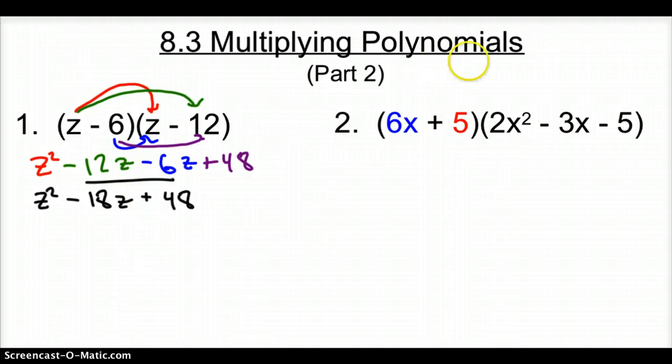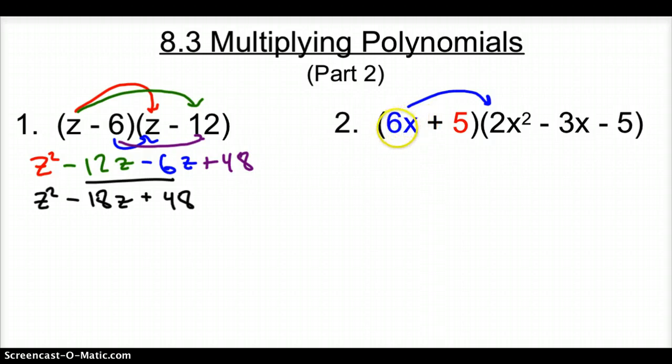Now today we're going to add just a little bit to that. We're going to add another term to our binomial, which would make it a trinomial. This is a trinomial, this is a binomial. So now we're multiplying a binomial times a trinomial. Well, it's the same exact process. Now we just have to take this 6x to one more term in that polynomial.